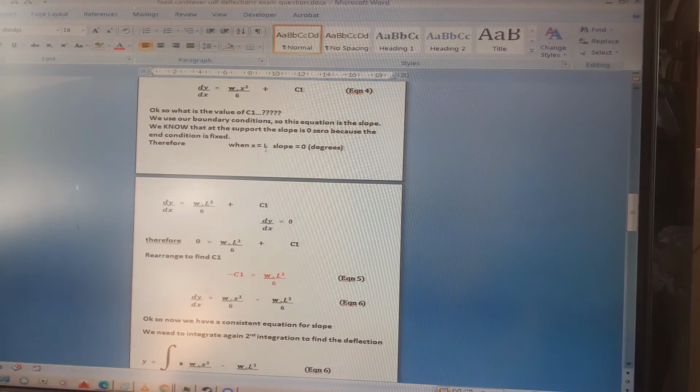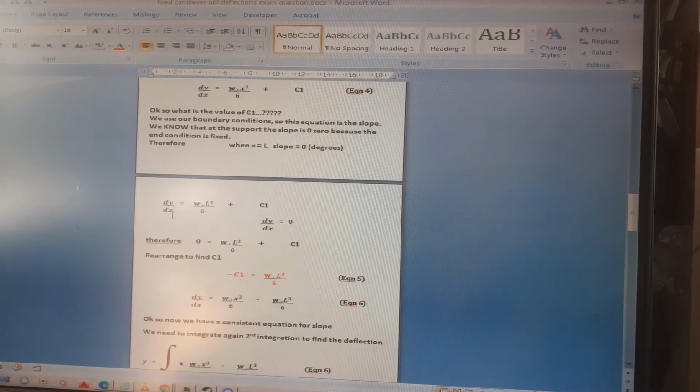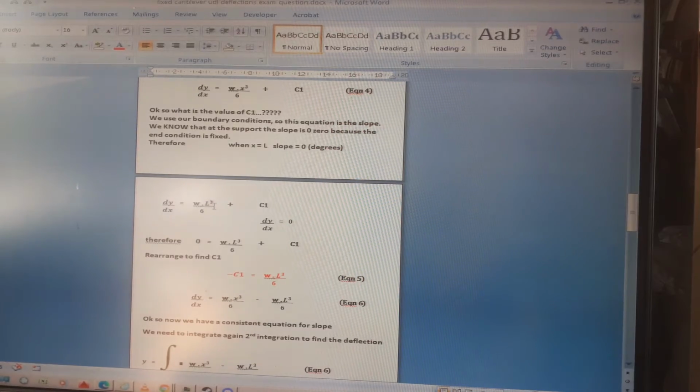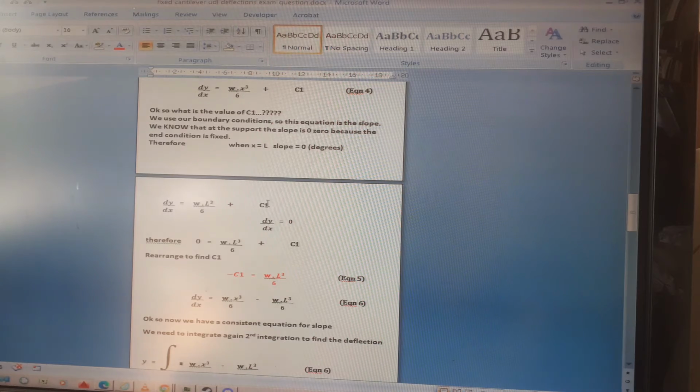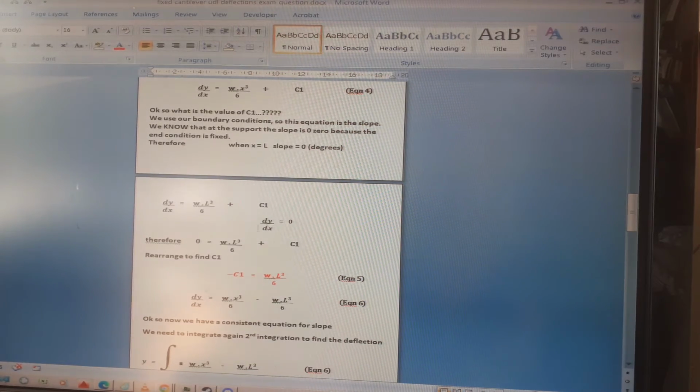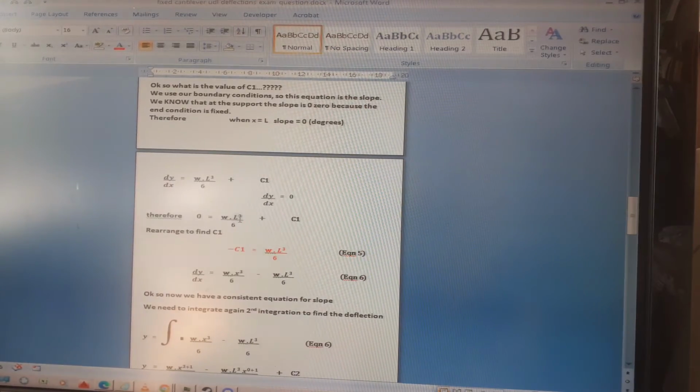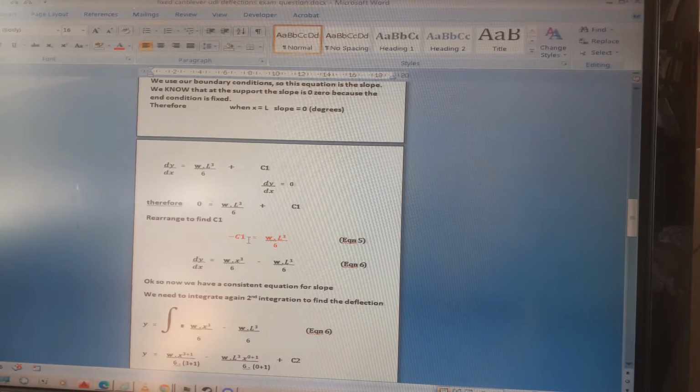That means we put that into equation 4, plug in x equals L and dy over dx equals 0. So equation 4 again is dy over dx equals wx cubed divided by 6 plus c1. So x now is equal to L, and dy over dx equals 0. Therefore 0 equals wL cubed over 6 plus c1. Rearrange to find c1. So you get minus c1 is wL cubed over 6. That's equation 5.